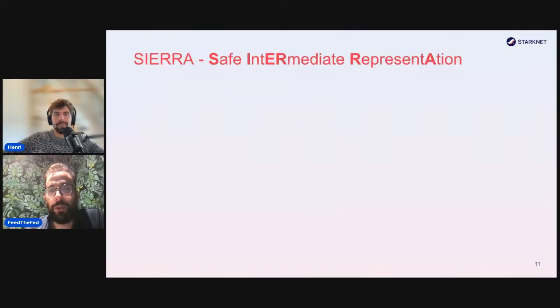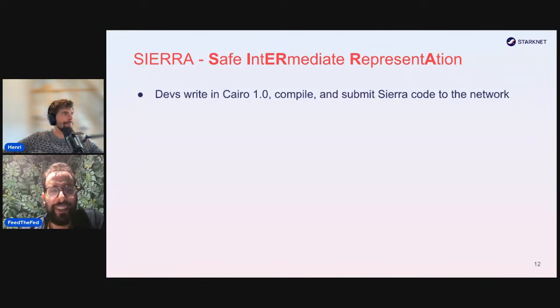Okay, so Sierra stands for Safe Intermediate Representation, and if you take the right letters at the right places, you get Sierra. The representation is not unique, but yeah, we liked the name. Okay, so like I said, you write Cairo 1, you compile, and you submit Sierra code to the network. Actually, the last step in the compilation is done by the Starknet sequencer.